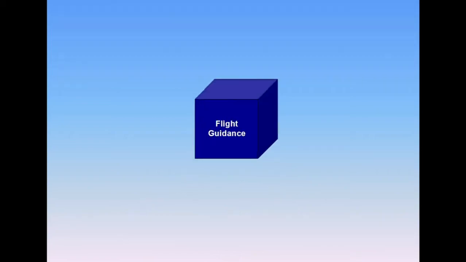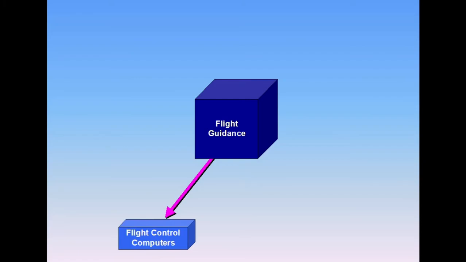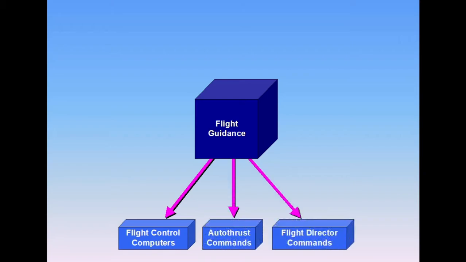The flight guidance part of the FMGCs provides commands to the flight control computers to control pitch, roll, and yaw through the autopilot; auto thrust commands to automatically control thrust; and flight director commands to the pilot for control of pitch, roll, and yaw.